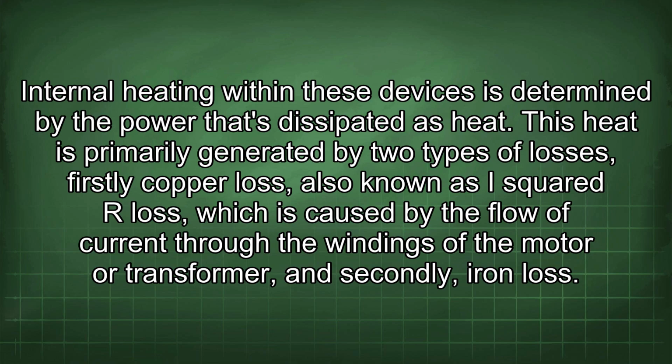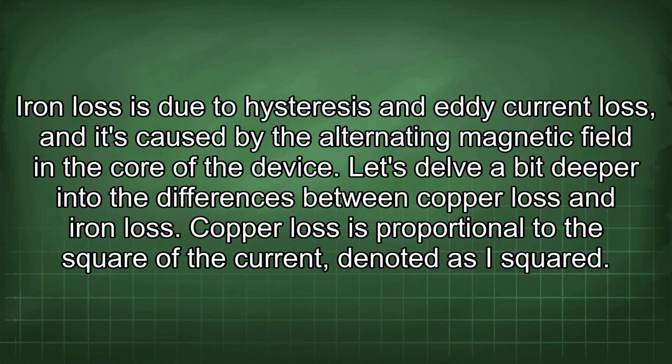Firstly, copper loss, also known as I squared R loss, which is caused by the flow of current through the windings of the motor or transformer, and secondly, iron loss. Iron loss is due to hysteresis and eddy current loss, and it's caused by the alternating magnetic field in the core of the device. Let's delve a bit deeper into the differences between copper loss and iron loss.